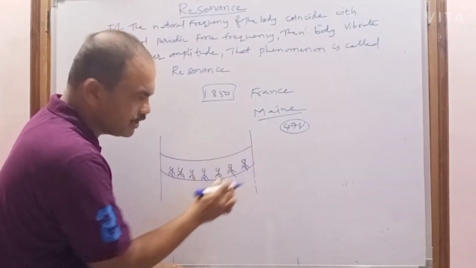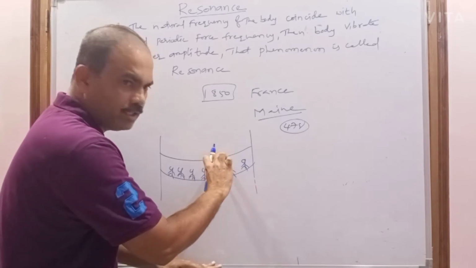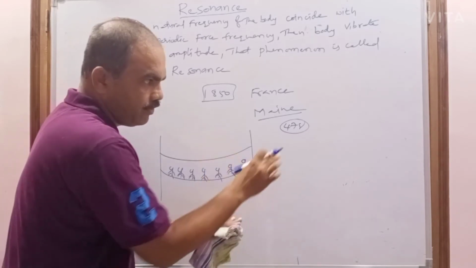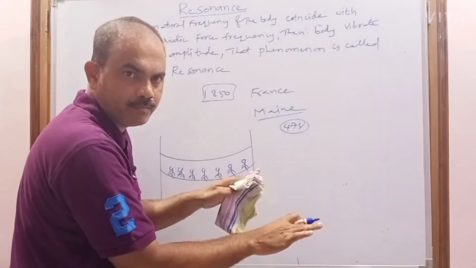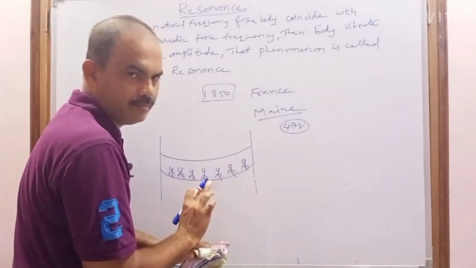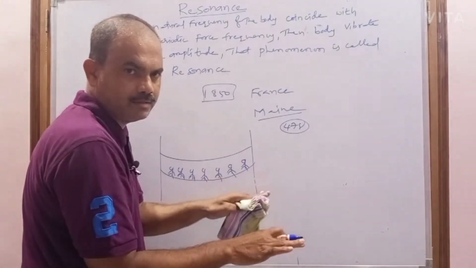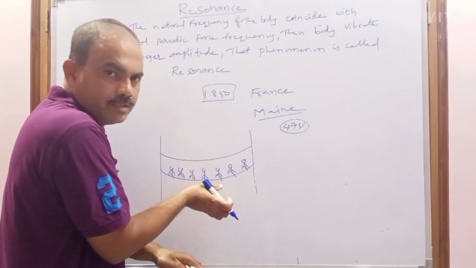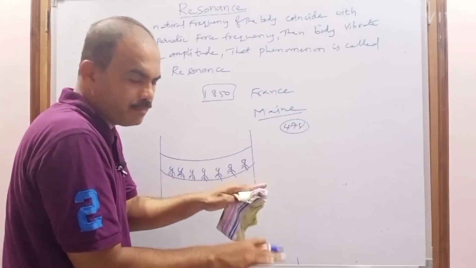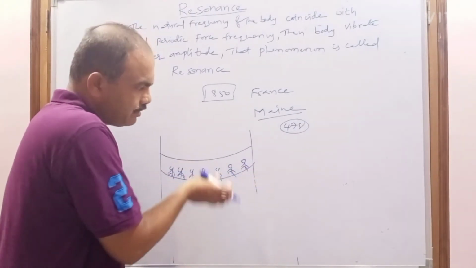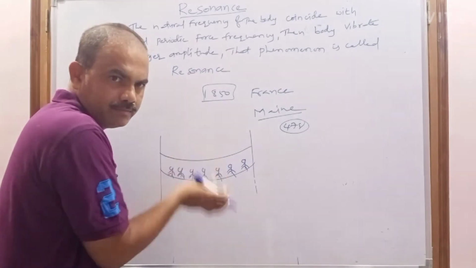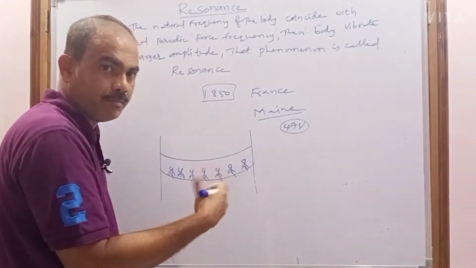The body means the bridge here. Periodic force means marching, left right, and the body means the bridge. Because of that periodic force, this bridge vibrates, but the bridge has some natural frequency.